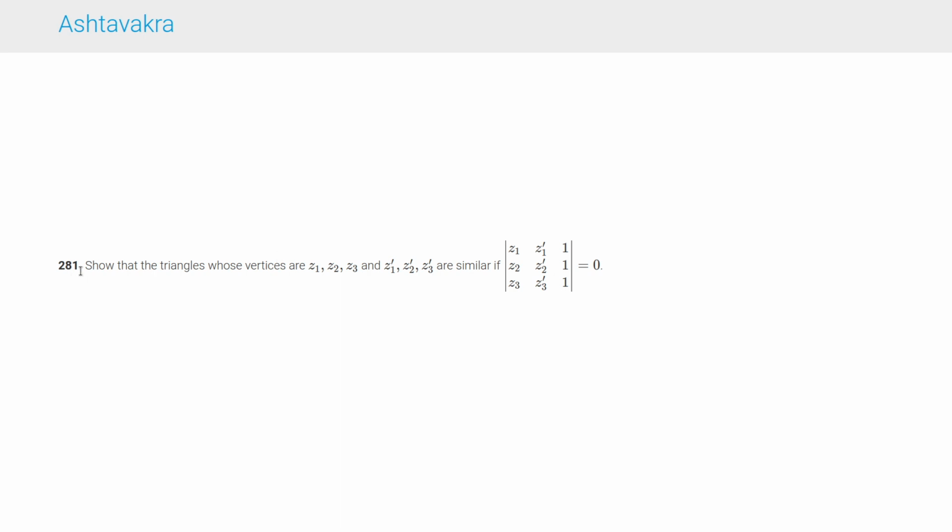So question 281 says that show that the triangles whose vertices are Z1, Z2, Z3 and Z1 prime, Z2 prime, Z3 prime are similar if the determinant of Z1, Z1 prime, 1; Z2, Z2 prime, 1; Z3, Z3 prime, 1 is equal to 0.